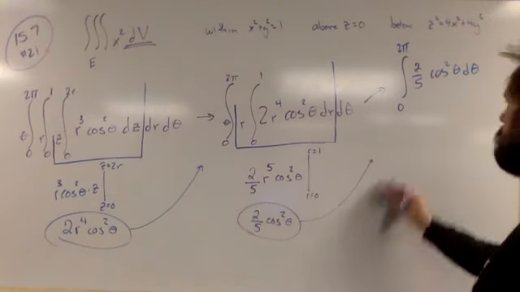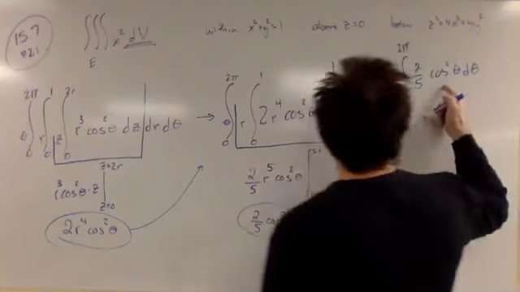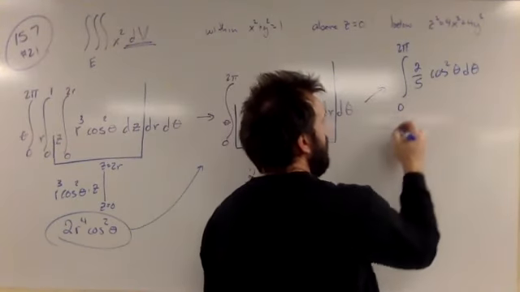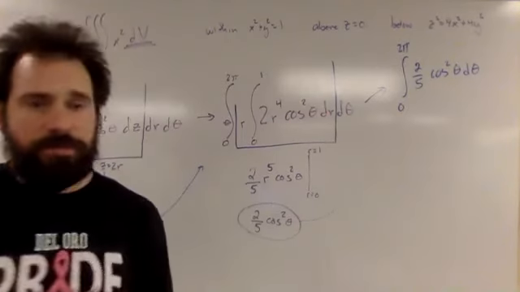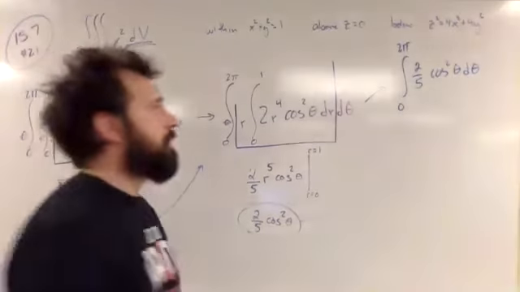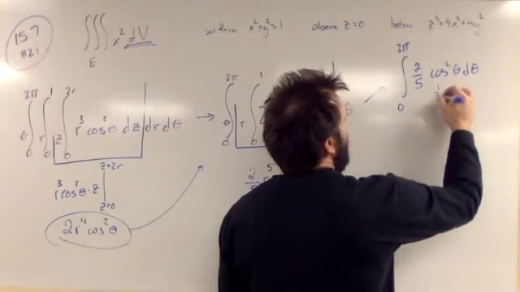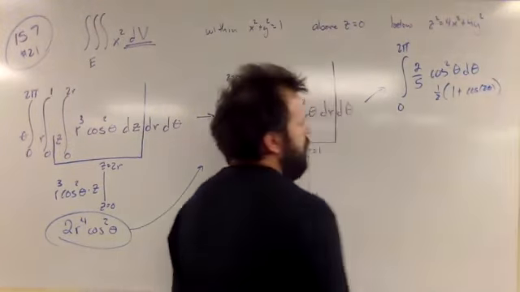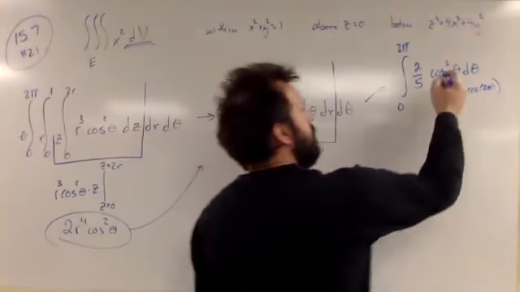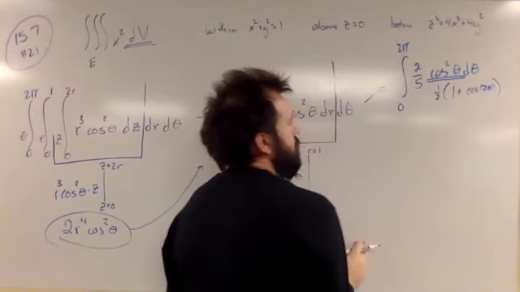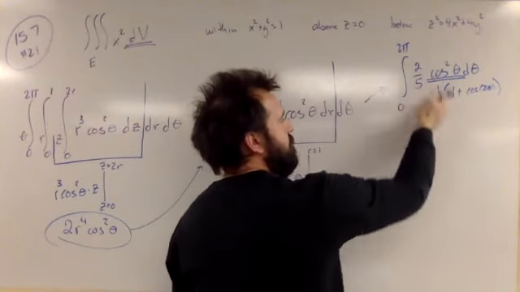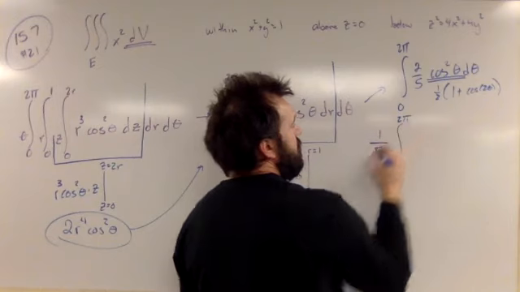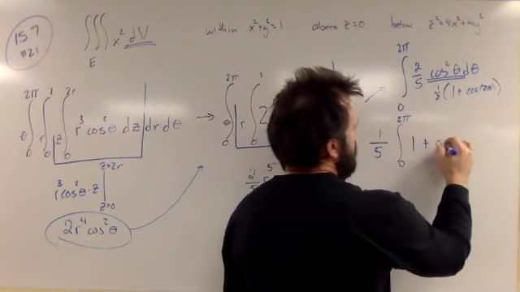Then the next thing I need to do is rewrite this. Remember our double angle formulas, our power reduction formulas. This is from Calc 2 or from your trig class. Cosine squared is going to become 1/2 of 1 plus cosine of 2 theta. So this 1/2 and the 2/5, the 2's are going to reduce. I'm going to end up with 1/5, the integral from 0 to 2 pi of 1 plus cosine of 2 theta, d theta.